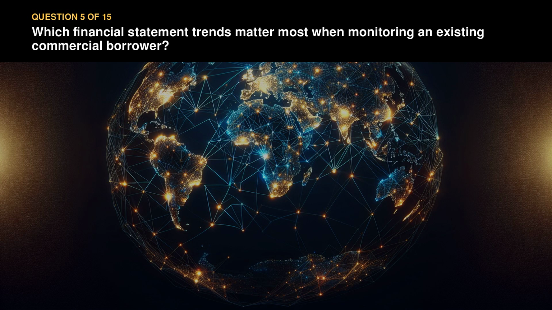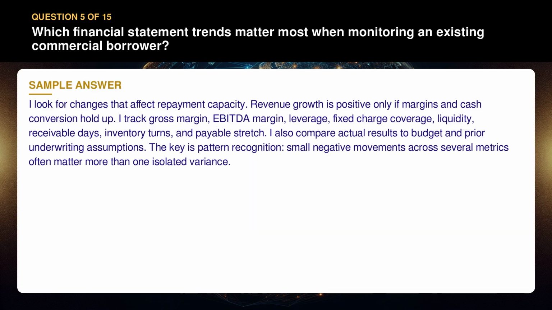Question 5. Which financial statement trends matter most when monitoring an existing commercial borrower? I look for changes that affect repayment capacity. Revenue growth is positive only if margins and cash conversion hold up. I track gross margin, EBITDA margin, leverage, fixed charge coverage, liquidity, receivable days, inventory turns, and payable stretch. I also compare actual results to budget and prior underwriting assumptions. The key is pattern recognition. Small negative movements across several metrics often matter more than one isolated variance.